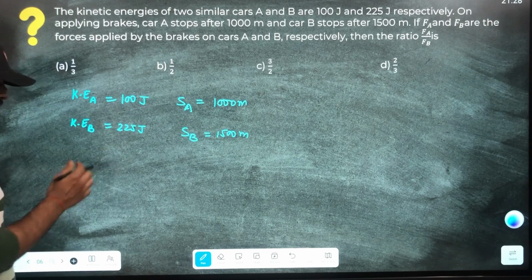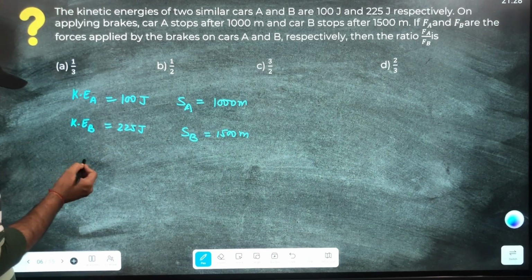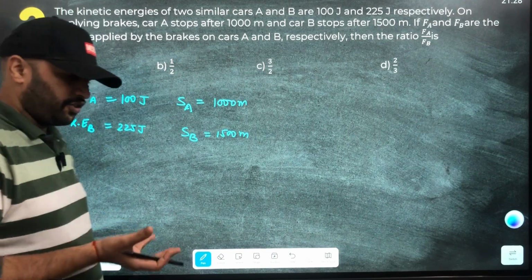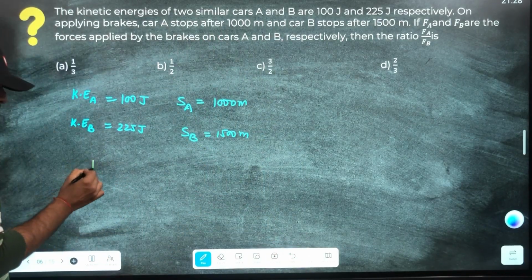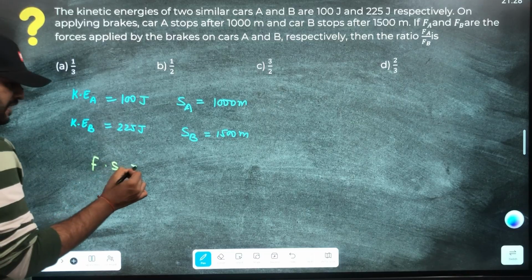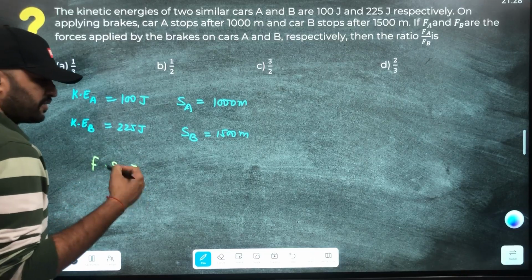Okay. So we know from our simple concept, the work energy theorem, that the amount of work you are doing on any system is changing its kinetic energy, right? So what is our work done? Work done will be force times displacement, and that changes the kinetic energy. It is stopping, which means final velocity is 0.